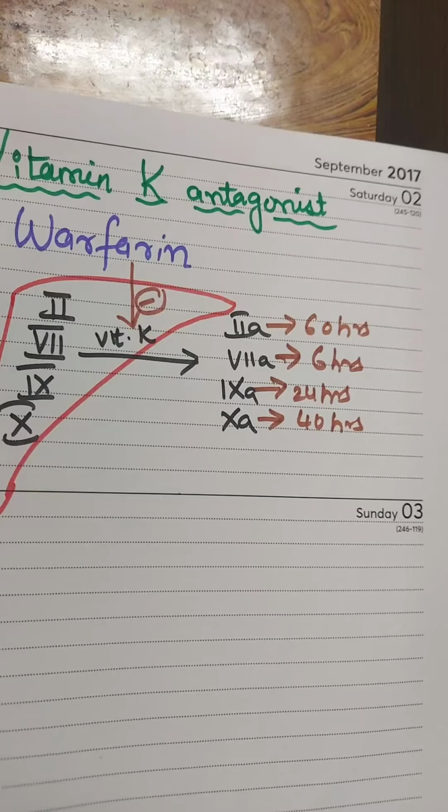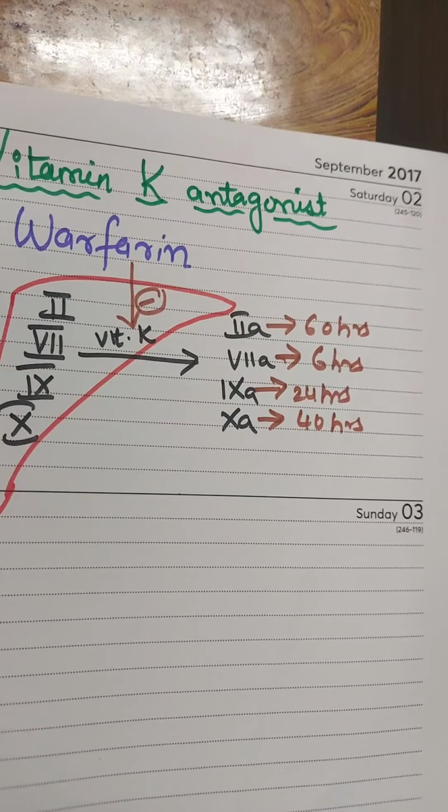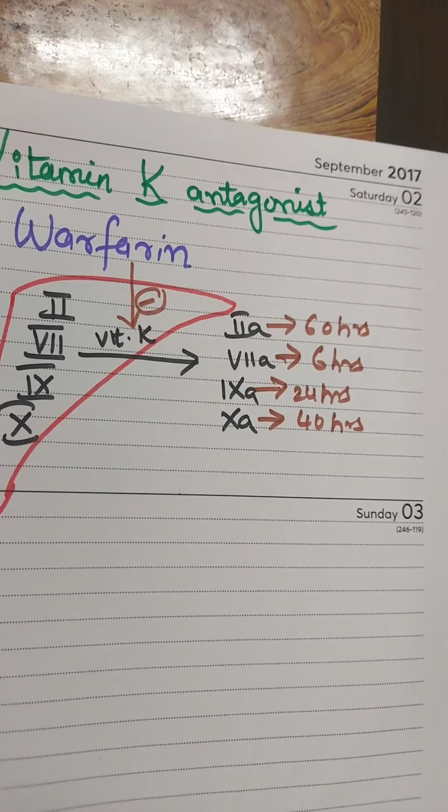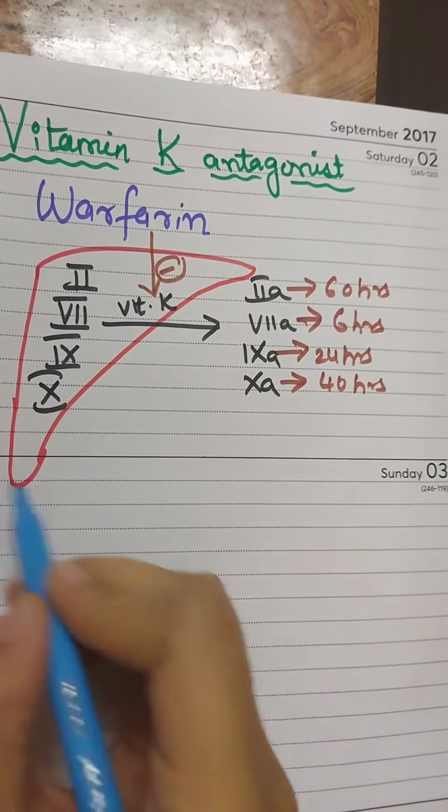Though the synthesis of these clotting factors diminishes within 2 to 4 hours of warfarin administration, the anticoagulant effect develops gradually over the next 1 to 3 days as the level of clotting factors already present in the plasma declines according to their half-lives. Thus there is always a delay between administration of warfarin and production of anticoagulant action. So, a few important points regarding warfarin.